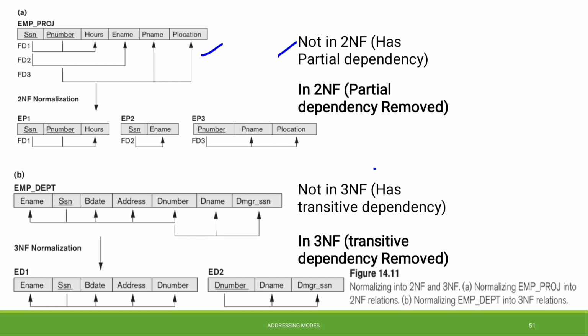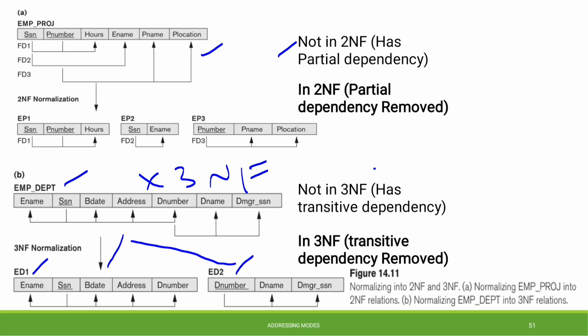To check a relation for 3NF, first it should be in first NF. It is in first NF, there is no multi-valued attribute and there is no composite attribute. Then it is in 2NF because there is no partial dependency. But it is not in 3NF because there is transitive dependency. To eliminate this, the relation is divided into two relations. The first one is ED1 and the second is ED2.